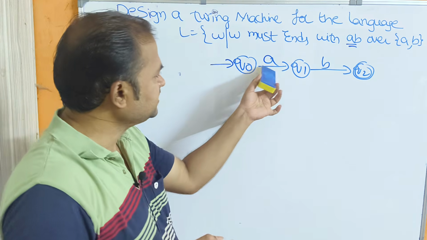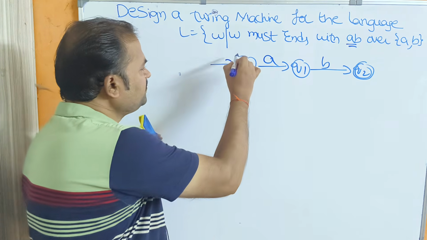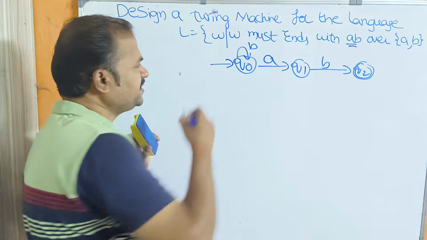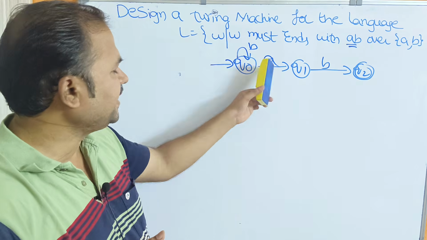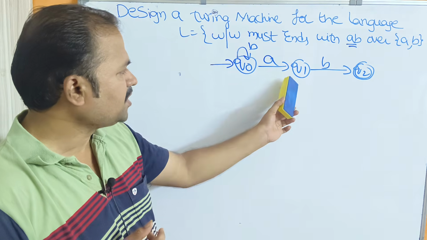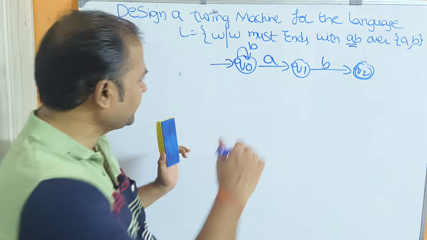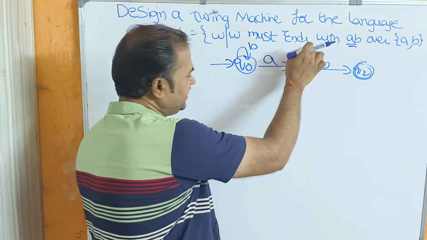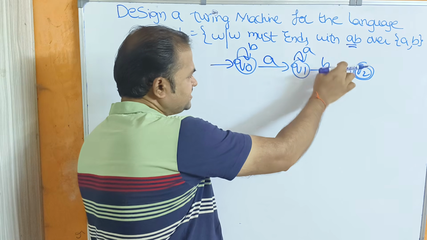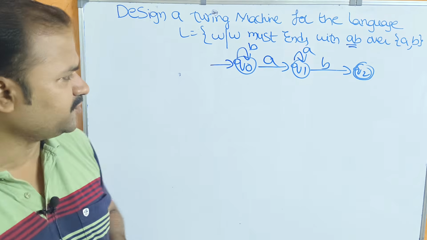So here the strings end with ab. Before ab we can have any number of b's, so we can write the self loop. On Q0, a is applied, b is applied. On Q1, on b being applied, we have to apply a. Here we can apply the self loop like this. Why? Because here we get ab, the string ends with ab. So that is correct only.